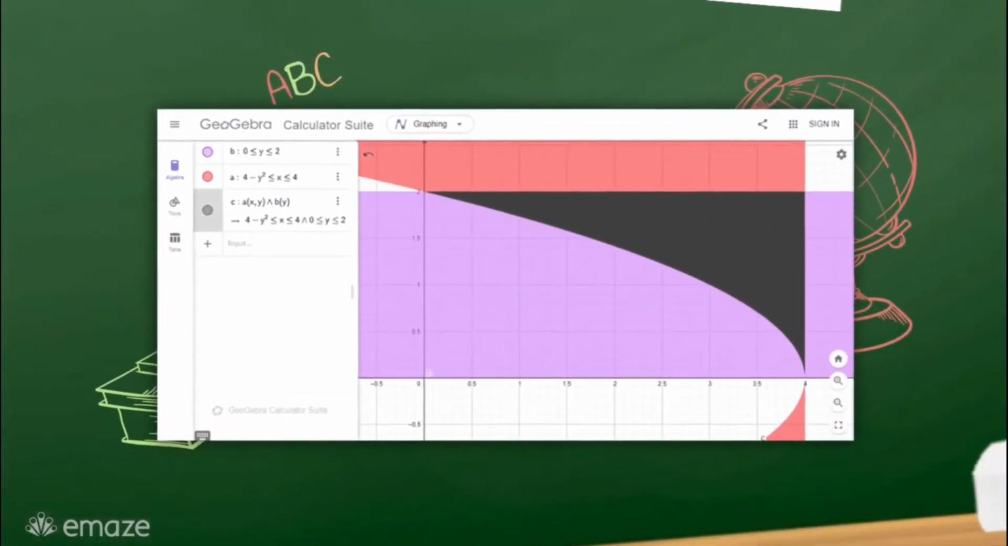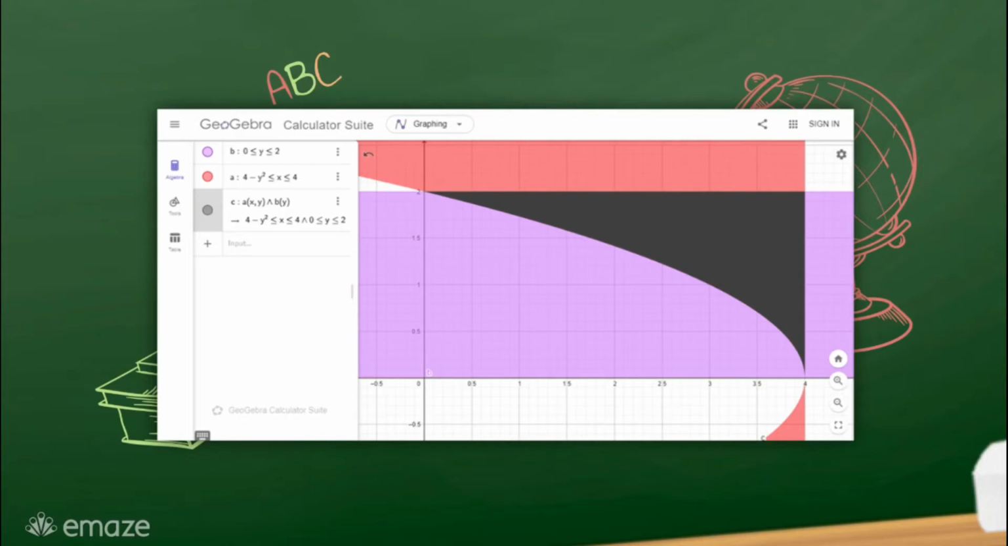Alright, this is the graph or region for task 1, double integral, drawn using the mathematical application GeoGebra. Here we have the range for x and the range for y. The range for x starts from 4 minus y squared to 4, and the range for y starts from 0 to 2. After we combine the two ranges, we get the region, which is the black or gray color.